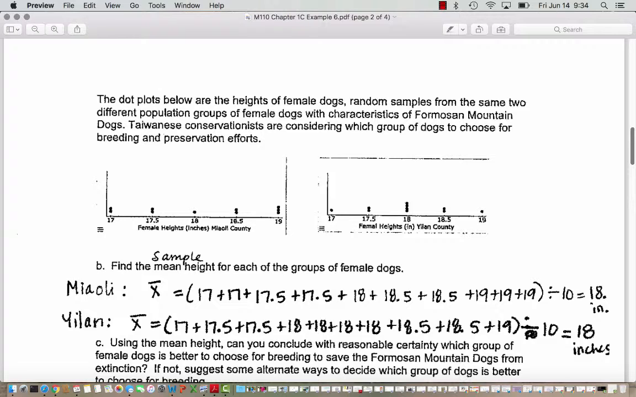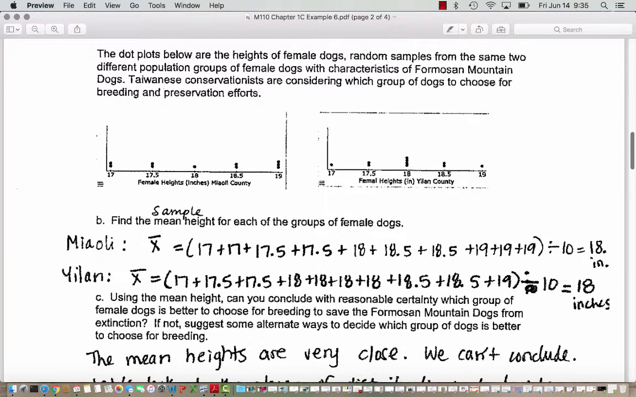And again, Taiwanese conservationists are considering which group of dogs to choose for breeding and preservation efforts. If we look over here on the left graph, Miaoli County, the dogs are pretty consistently spread out between 17 to 19 inches. Two dots means there's two dogs who are 17 inches tall, two dogs who are 17.5 inches tall, etc. If we look at Yalong County over here, more dogs are closer to 18 inches tall, and there are fewer dogs on the outside of the dot plot at 17 and 19 inches tall.